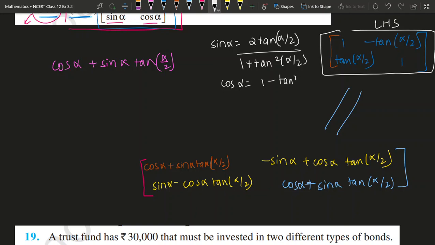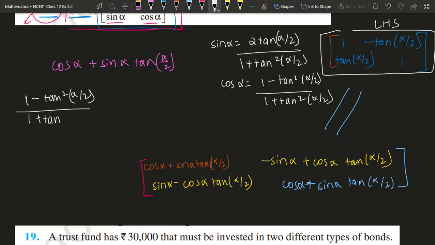And similarly in the case of cos, you have 1 minus tan squared of alpha over 2 upon 1 plus tan squared alpha over 2. And if you put that right here, you would have 1 minus tan squared alpha over 2 over 1 plus tan squared alpha over 2 plus.